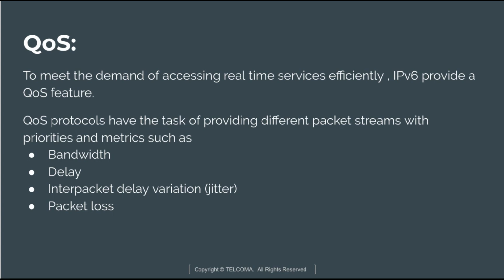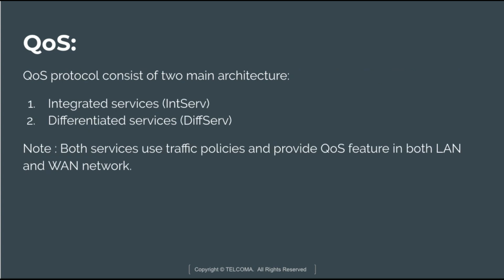Next we are going to discuss the architecture of QoS. The QoS protocol consists of two main architectures, the integrated services and the differentiated services. Both the services use traffic policies and provide the quality of service feature in both LAN and WAN networks. LAN is local area network and WAN is wide area network. The traffic policies are used to make transmission of data depending upon various rules.